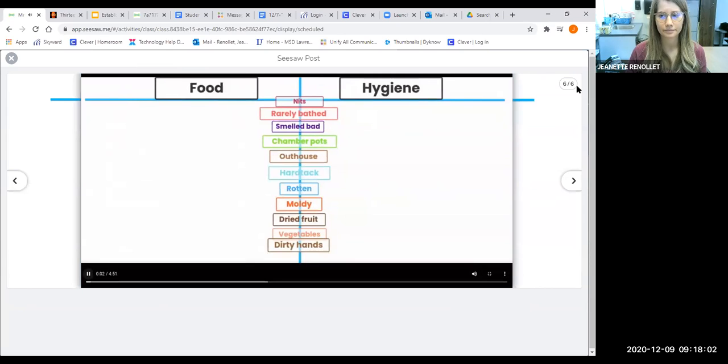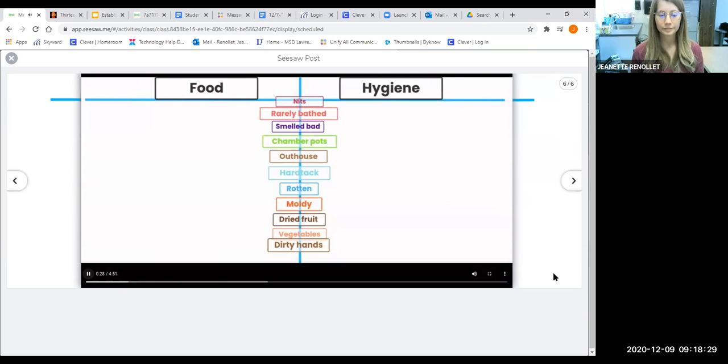Today we are going to be talking about context clues. I want you to try to figure out the meaning of these unknown words and split them up into two different categories. Does each word talk about food or hygiene? Hygiene is just your overall health, how well you take care of yourself, how well you brush your teeth, wash your hands, and things like that.